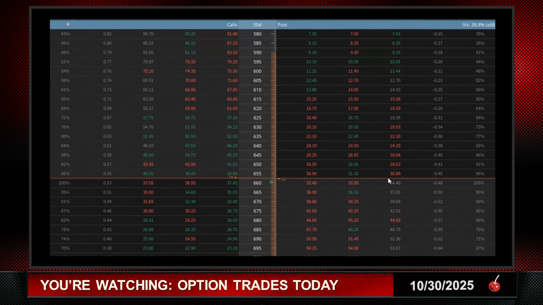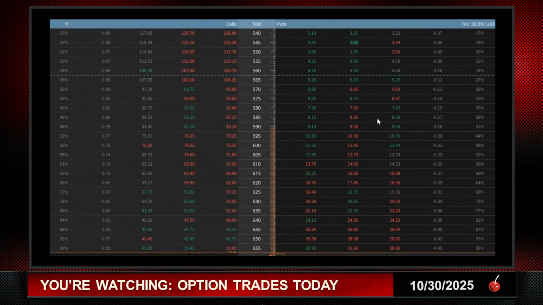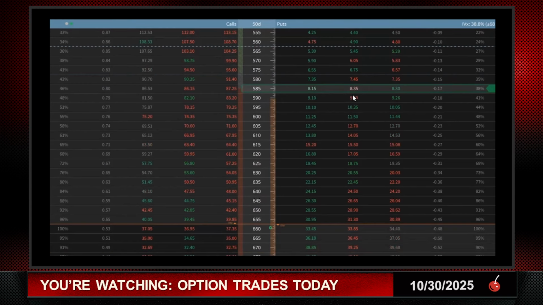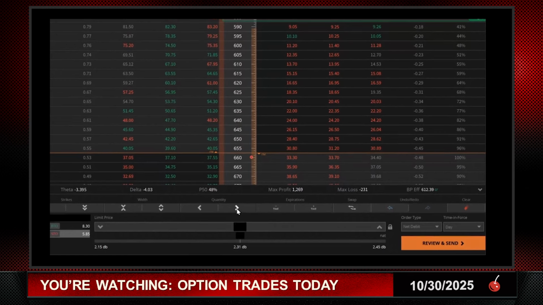I'm going to go all the way down to the 585 puts. I'm going to look to buy one of those. This is going to be an omnidirectional trade. So I'm going to buy one of the 585 puts, and I'm going to have defined risk. I'm going to sell two of the 570 puts. Now this is a 1-by-2 ratio spread.